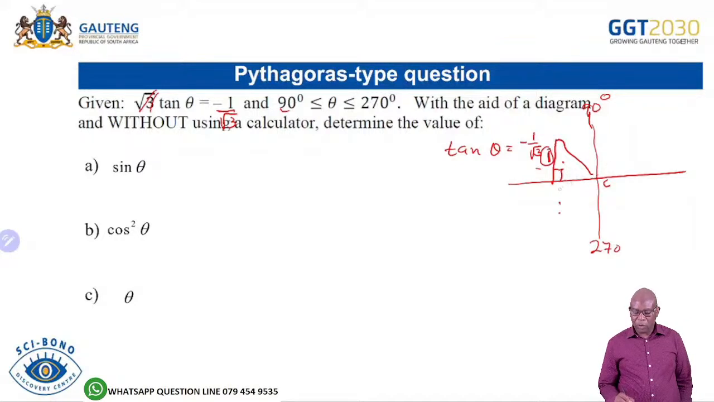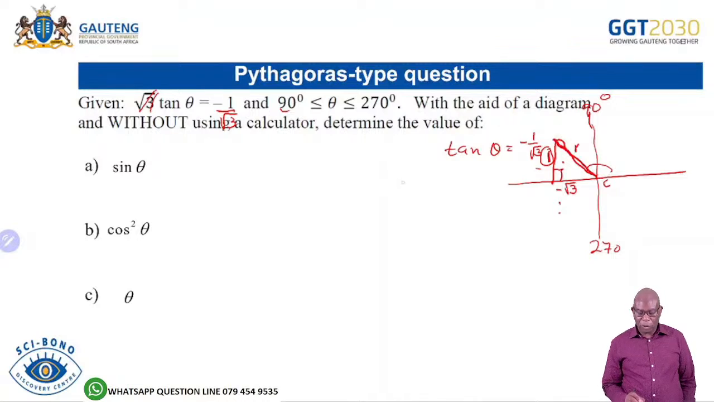My x is going to be negative square root of 3. So remember, it's y over x. So I'm going to have that. So my angle is that. So what is the next thing that I need to get? I must get the radius, the r, or the hypotenuse.